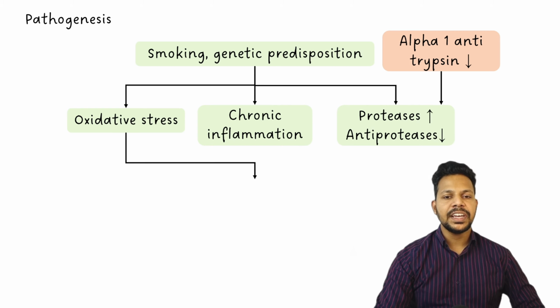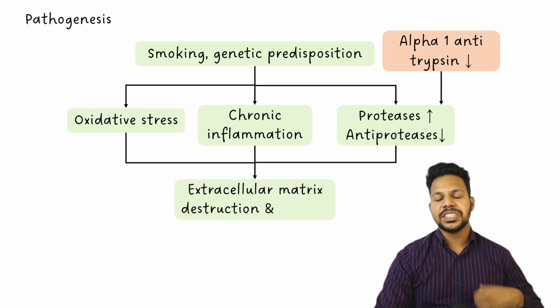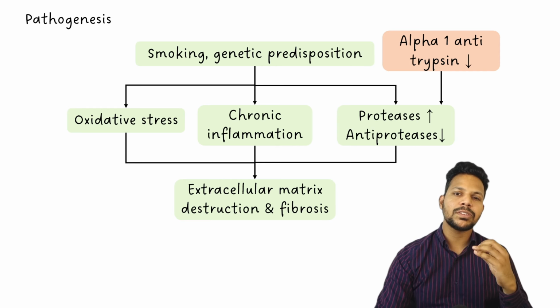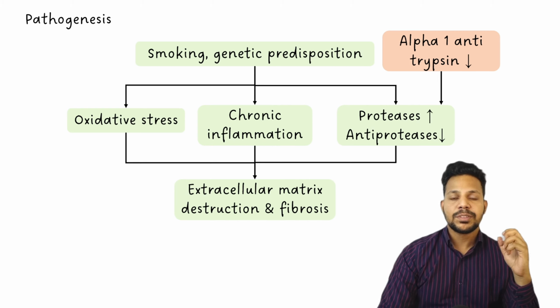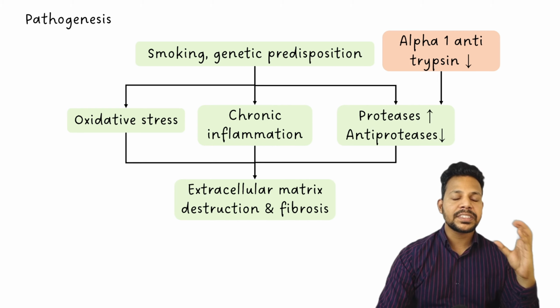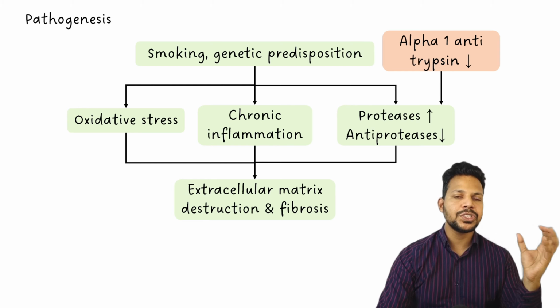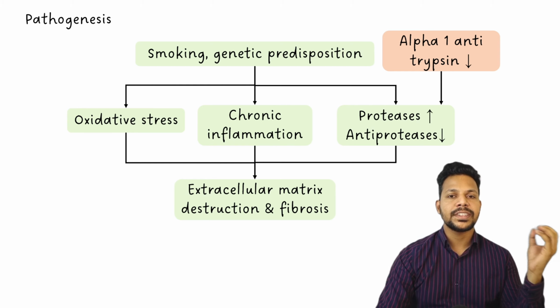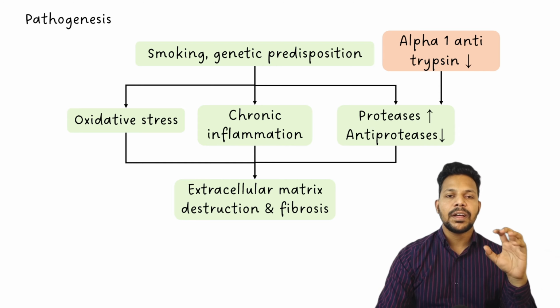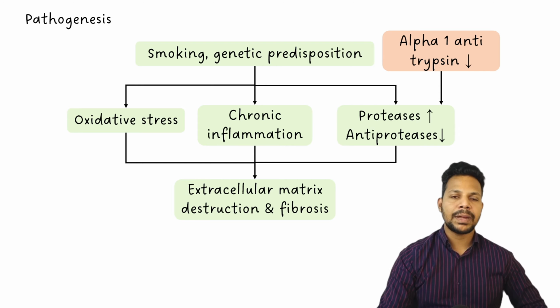So all these three will result in extracellular matrix destruction, that is digestion of collagen and digestion of elastin because of collagenases and elastases. These are nothing but the proteases, right? So because of this destruction of the extracellular matrix in the lung, that is the supportive tissue of the lung, and its eventual replacement by fibrosis is the basic reason behind all the clinical manifestations of COPD.